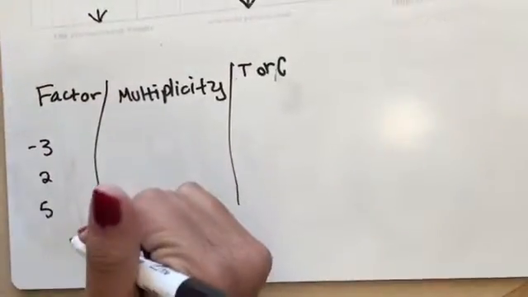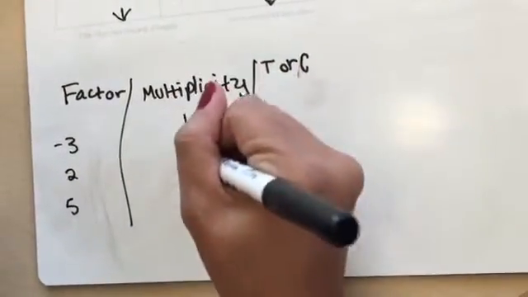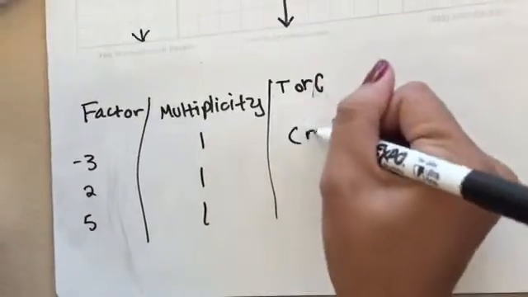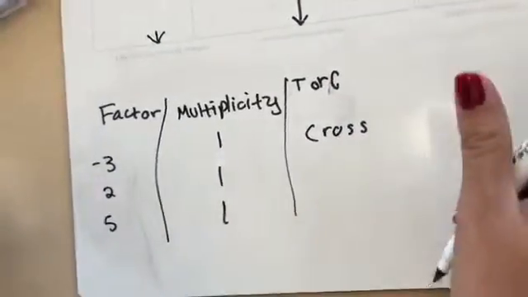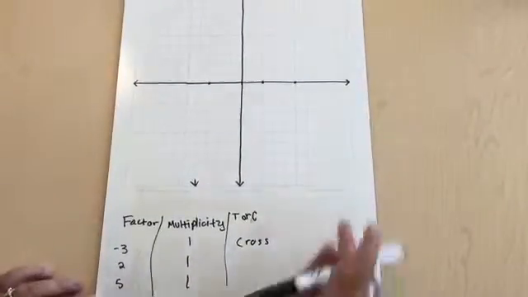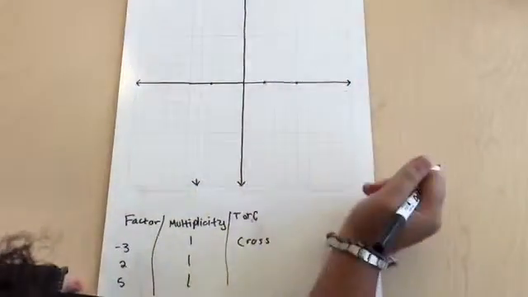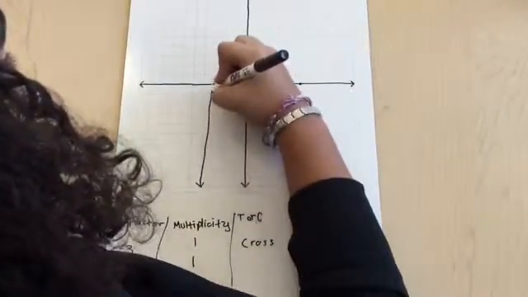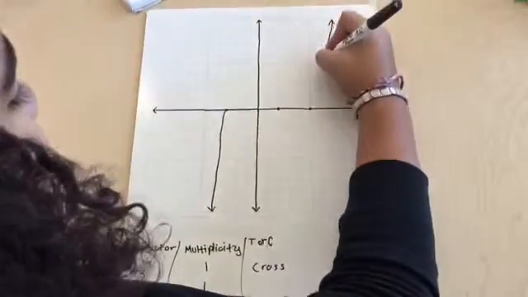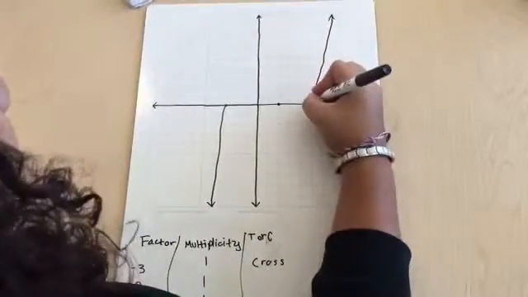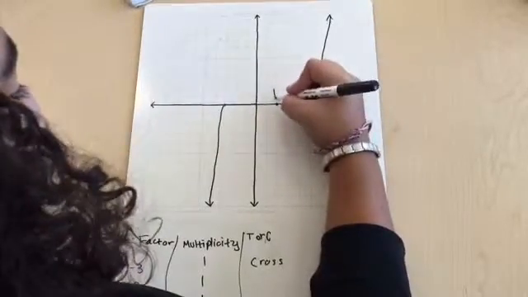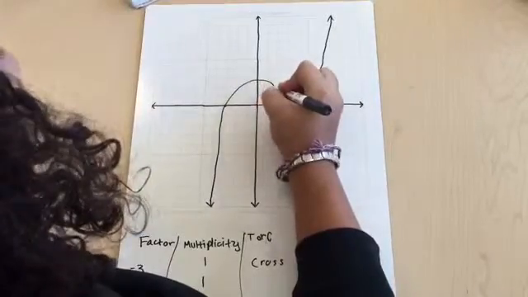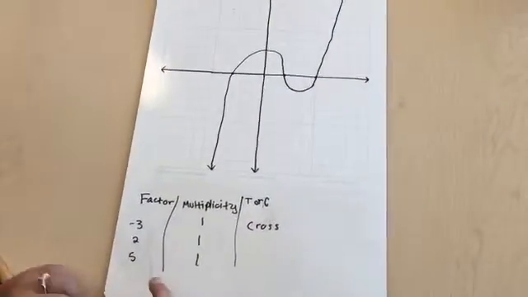Because all the factors are going to have the multiplicity of 1, it's all going to cross the x-axis. So now that we found the multiplicity, we can go ahead and draw our graph. In the middle doesn't really matter what it looks like because you're just sketching your graph. So you're going to bring the line through that point. And remember, it's going to cross the x-axis. So that's going to cross. And it'll probably look something like that. And it'll look something like that. And that will be your graph.